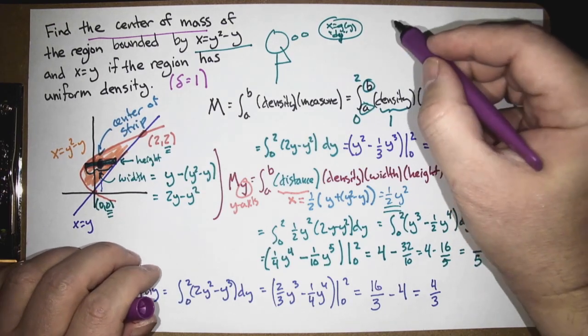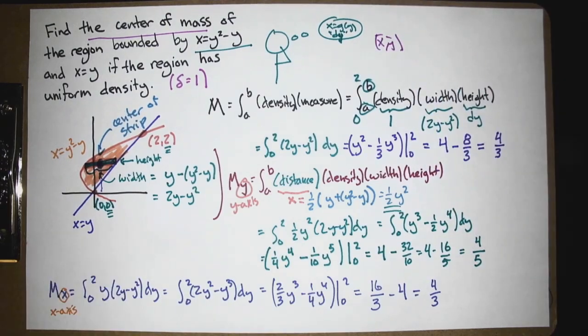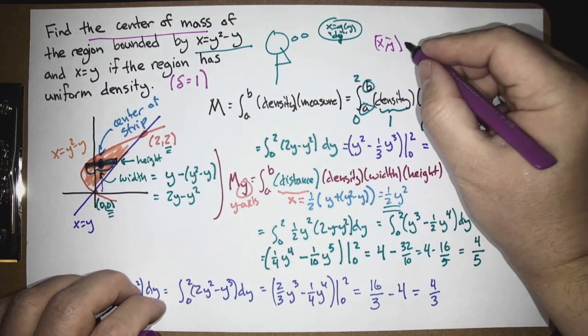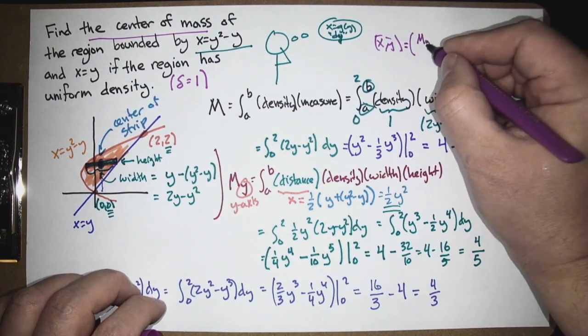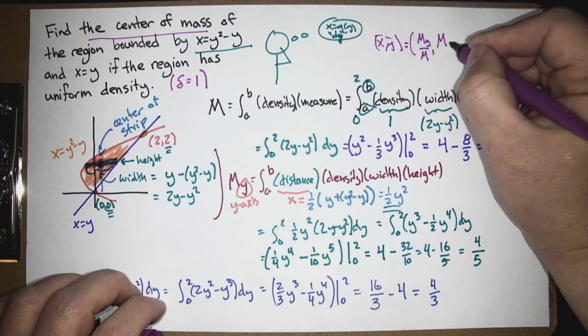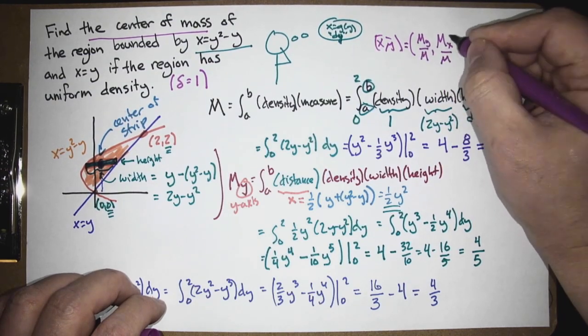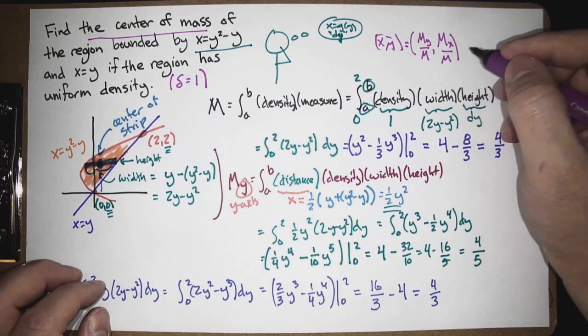Okay, so x bar, y bar. The bars are the average. So bars, think average. X bar, y bar is, for x, you use the moment with respect to the y-axis divided by mass. And then for y bar, it's the moment with respect to the x-axis divided by mass. It's sort of that backwards thing. All right, so what is our m sub y?